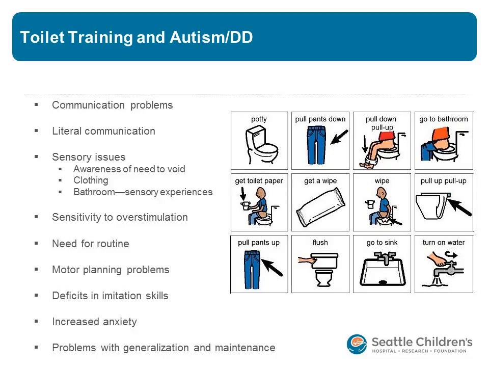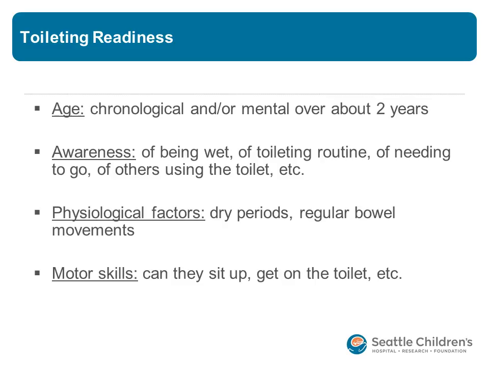And then finally, problems with generalization and maintenance. So kids who will learn skills in a certain setting or under certain conditions, but not generalize those skills to other settings or maintain them over time. Children with autism are at particular risk in that area, which can certainly interfere with learning the toilet training routine. So we're going to talk today about some procedures for how we can teach kids who have some of these challenges.